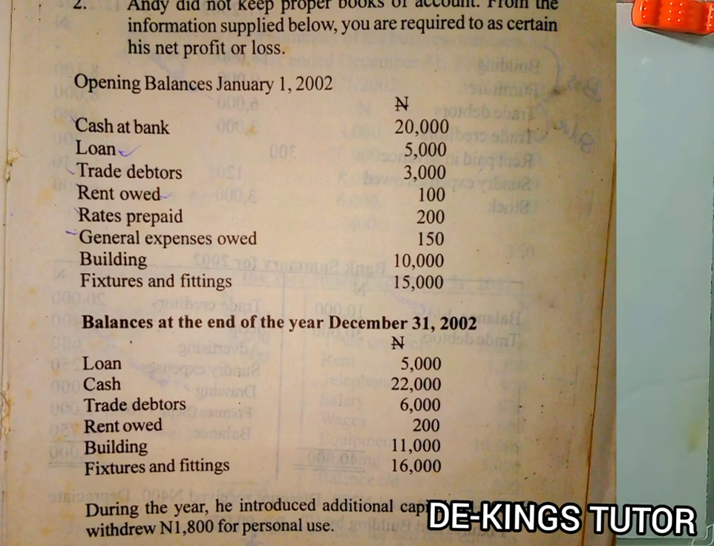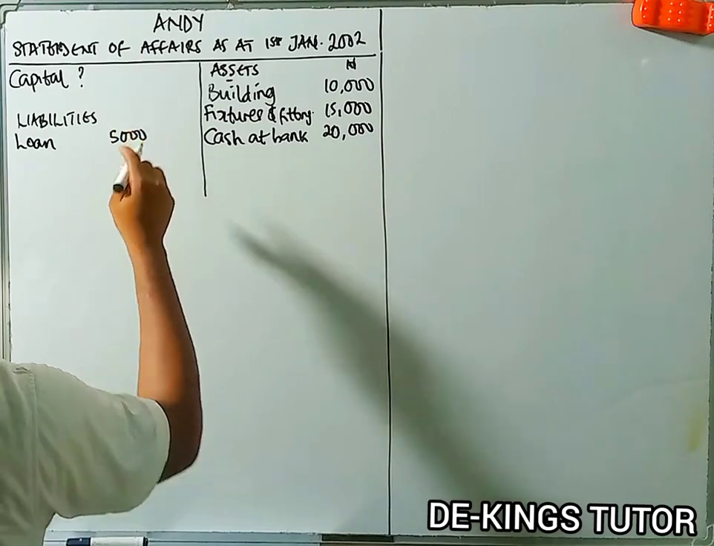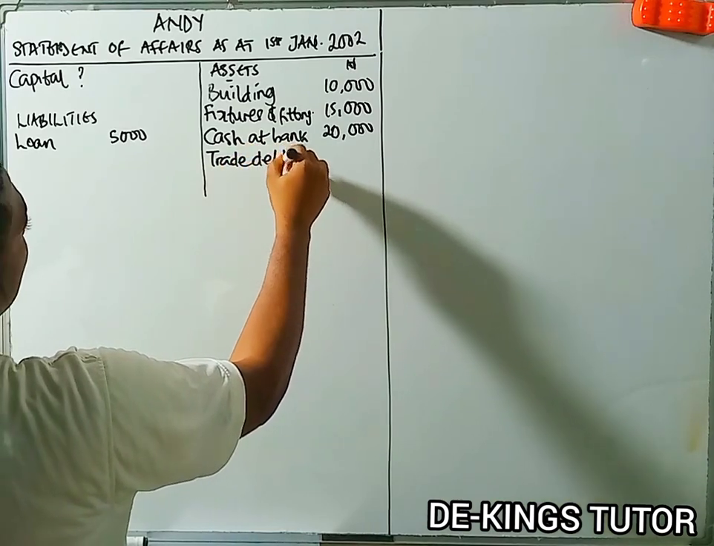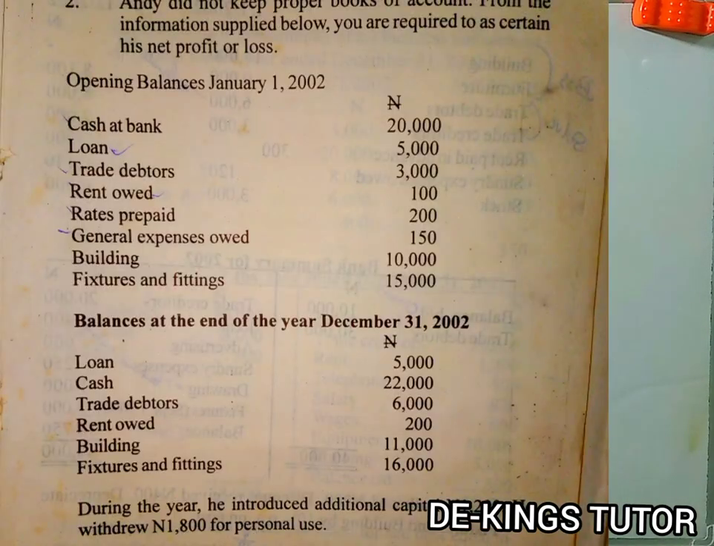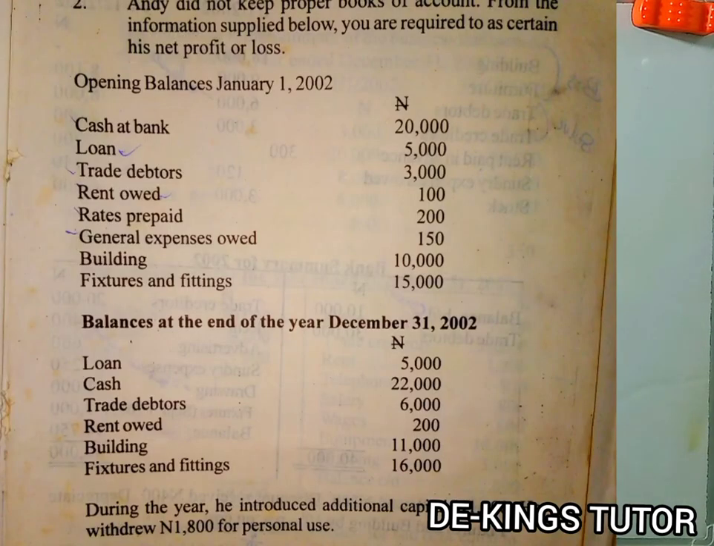The next one, loan. Let's start from up now. A loan is a liability, so let it come here. So loan is 5,000. The next one is trade debtors. It's an asset, so it will come here. Trade debtors, how much is it? It's 3,000.